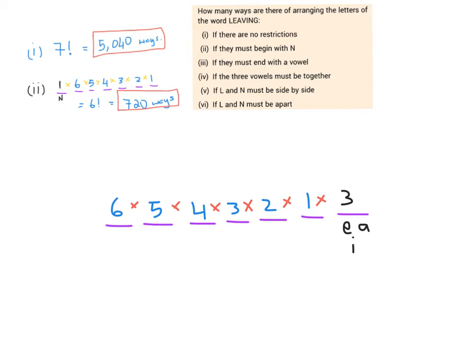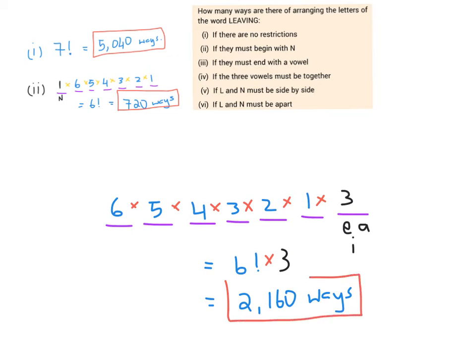So basically, if we rewrite that again, we can see we have 6 factorial multiplied by 3. And so that gives us an answer of, well, 6 factorial we saw was 720. So 3 times that is 2,160 ways. Okay, so that was part 3.